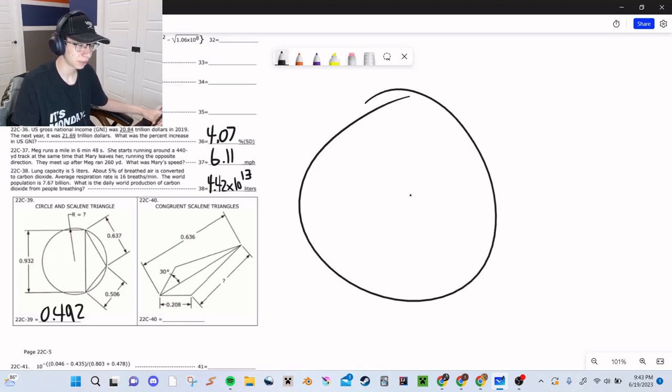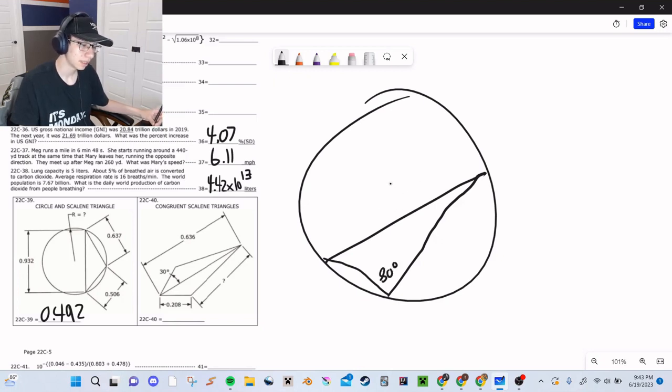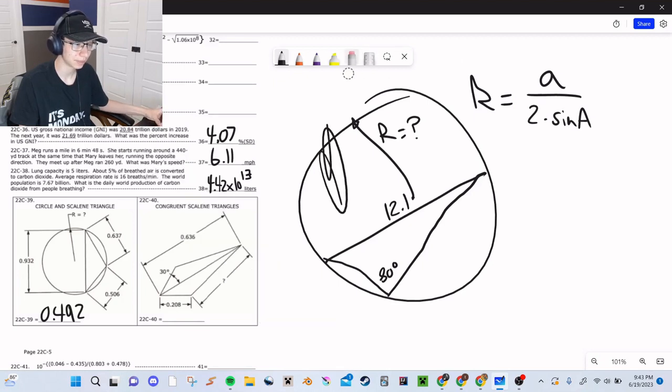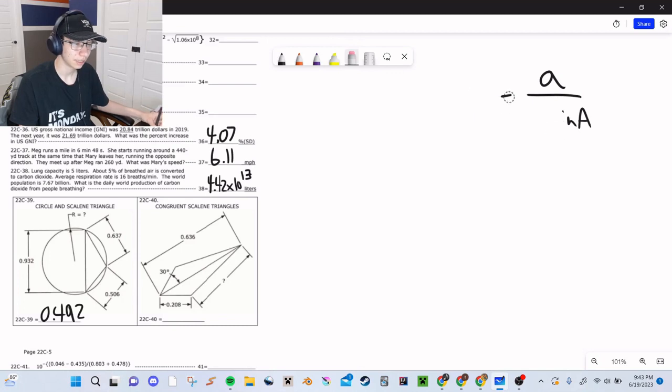One quick, I guess, special case they sometimes test. Let's say you have some angle like 80 degrees and some side like 12.1, and I want to find the radius. If I'm just given a side and an angle that's opposite to it, then the radius is equal to the side divided by 2 times the sine of the angle. So there's an extra piece of information in case you see that question pop up.